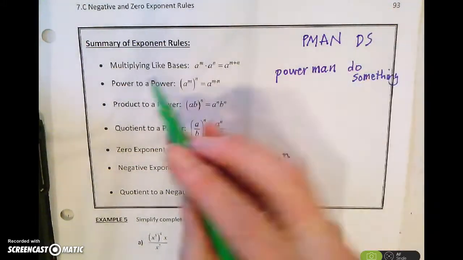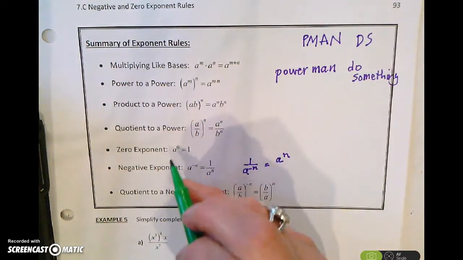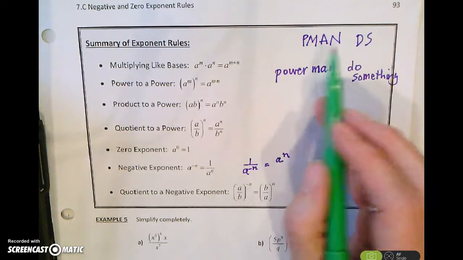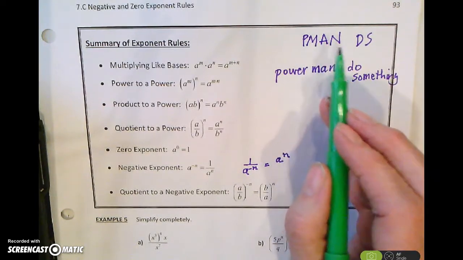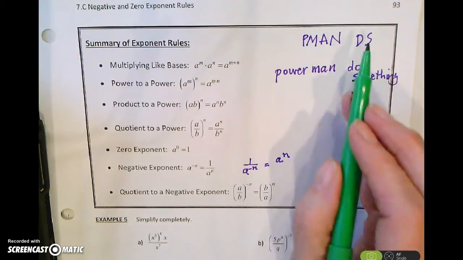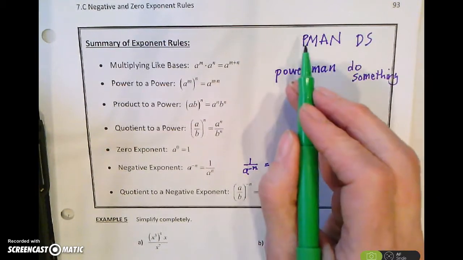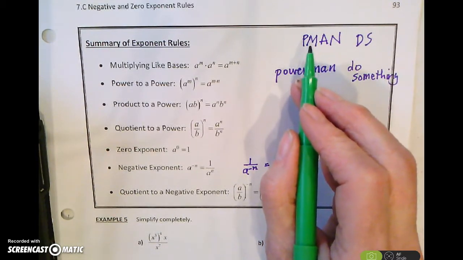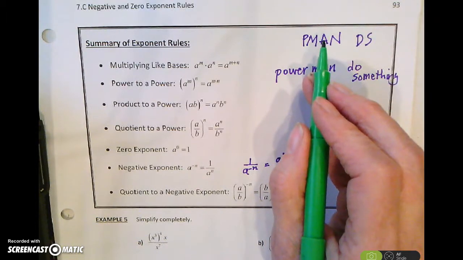On page 93, we have our summary of all the different rules that we've learned so far. So remember the acronym that I taught you, which was PMAN, Power Man. Let's just do something. So if we have a power to a power, we'll multiply. If we have multiplication, we will add our exponents.